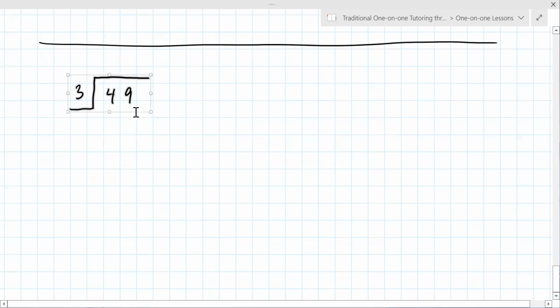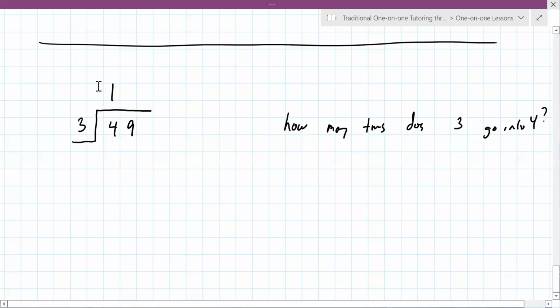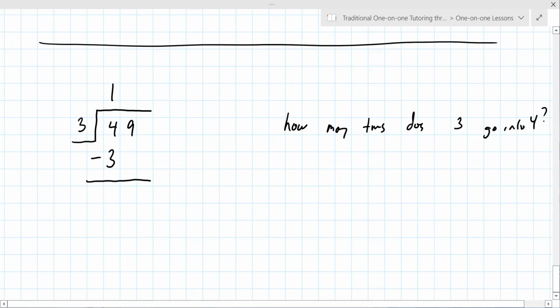49 divided by 3. And to do this problem, we need to first figure out how many times does 3 go into 4? One time. And what is 1 times 3? 3. Okay, now we're going to subtract. What is 4 minus 3? 1. Bring the 9 down.